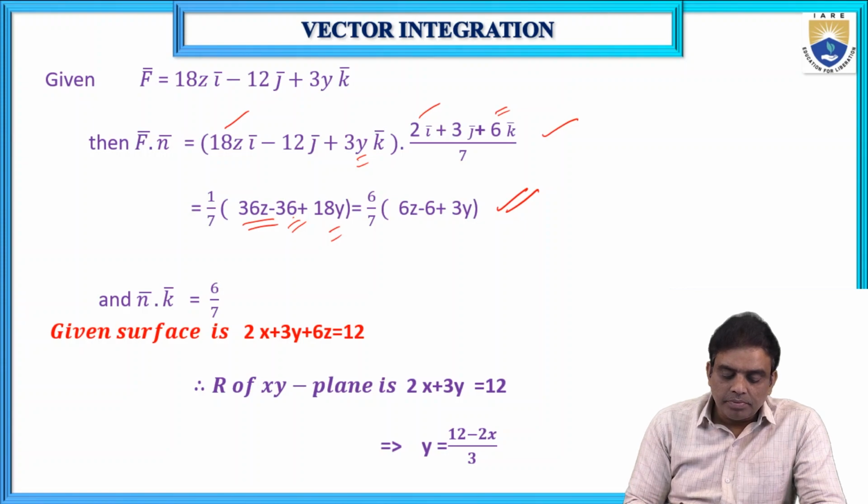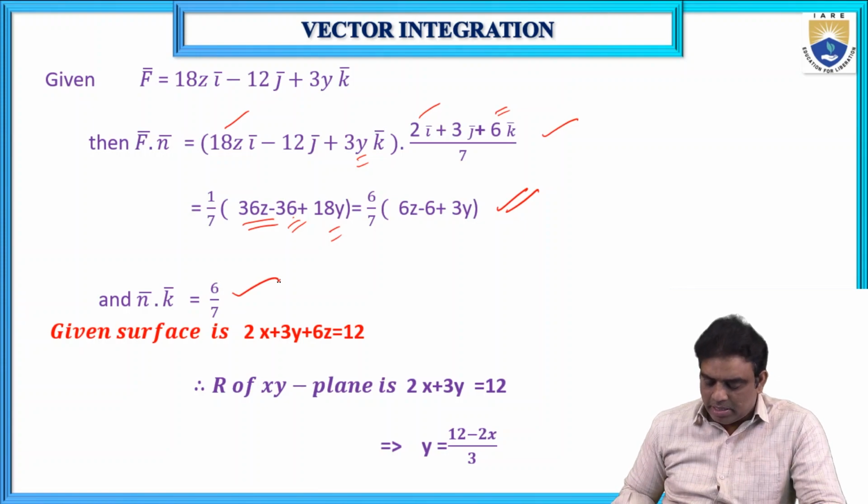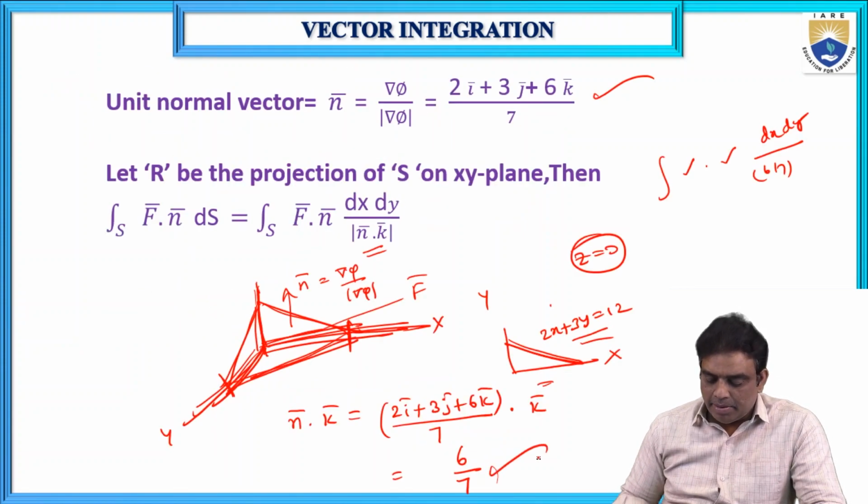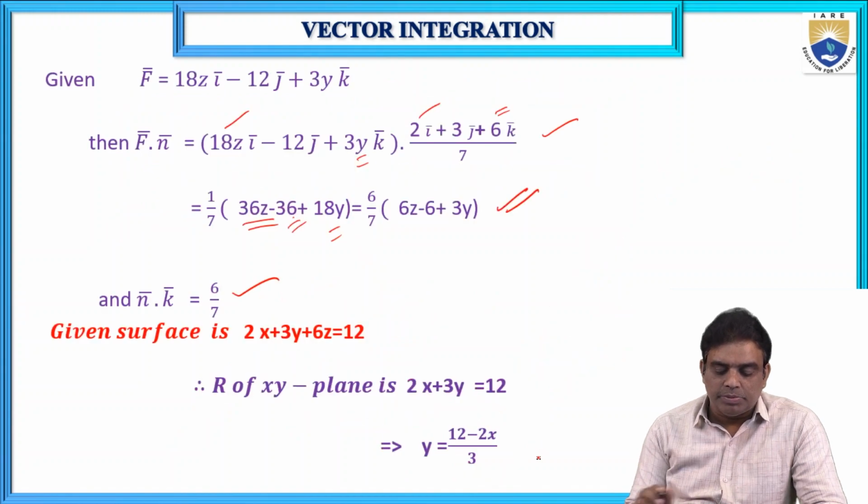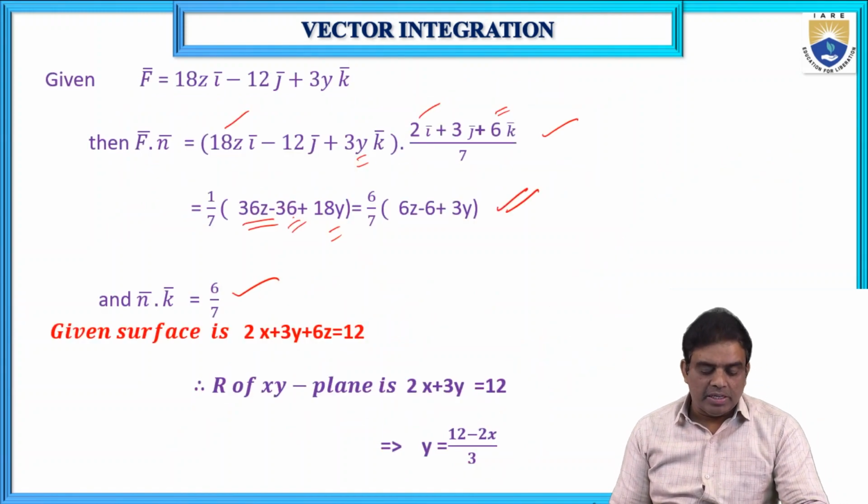Now n bar dot k bar. N bar dot k bar we have already calculated in the previous slide. N bar dot k bar is equal to e dot k bar, which is equal to 6 by 7. So all our requirements are over.